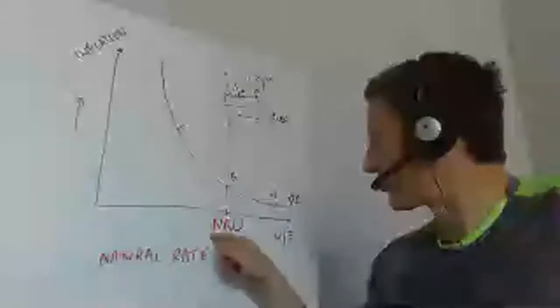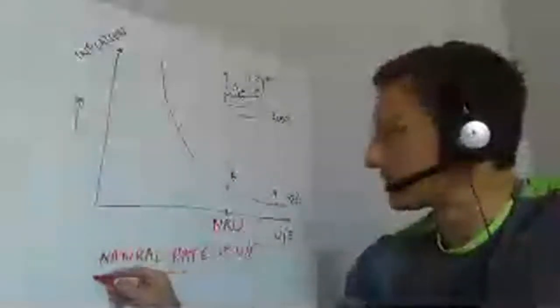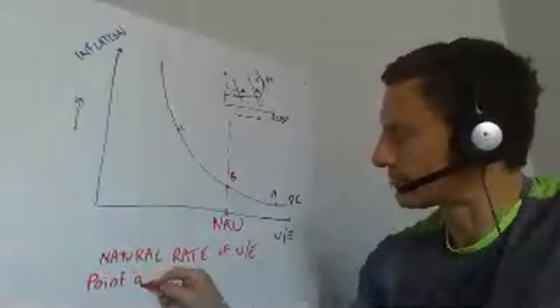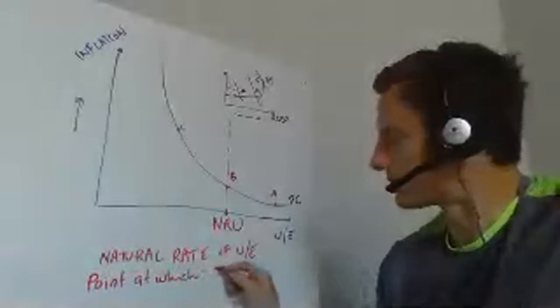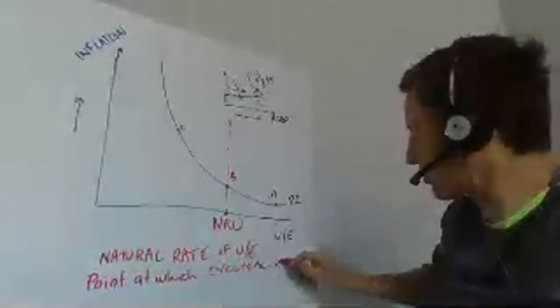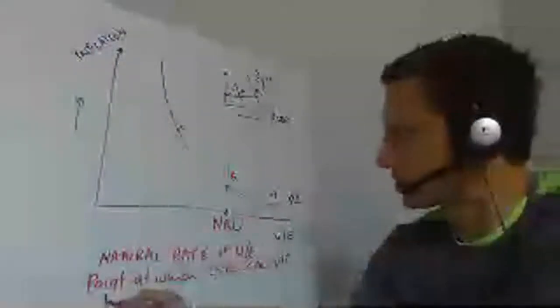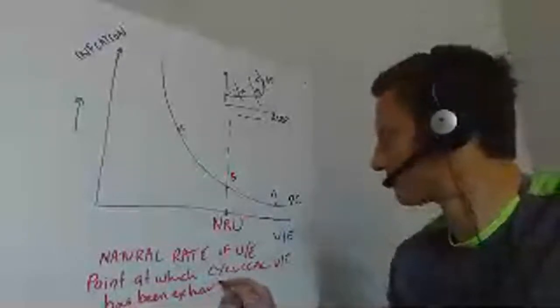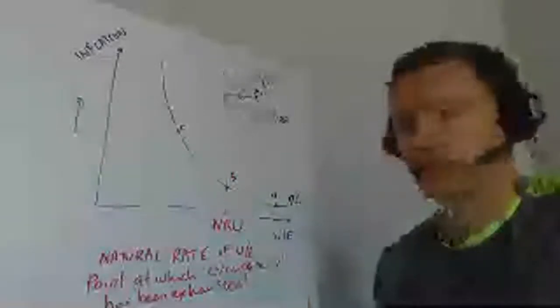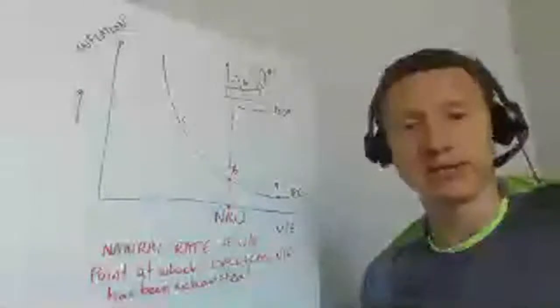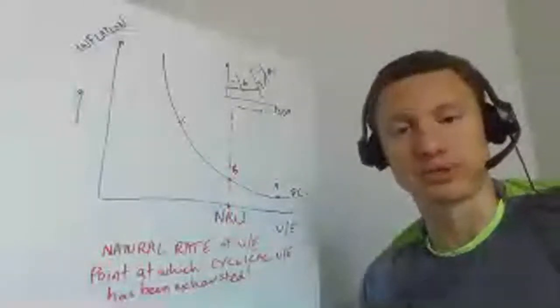What I think you ought to think about the NRU as is it's the point at which cyclical unemployment has been exhausted. So notice how I am now starting to use more technical terminology. That means there is no cyclical unemployment left. So let's remind ourselves what cyclical unemployment is. Cyclical unemployment is sometimes known as demand deficient unemployment. That means there simply isn't enough demand for goods and services and therefore not enough demand for labor.